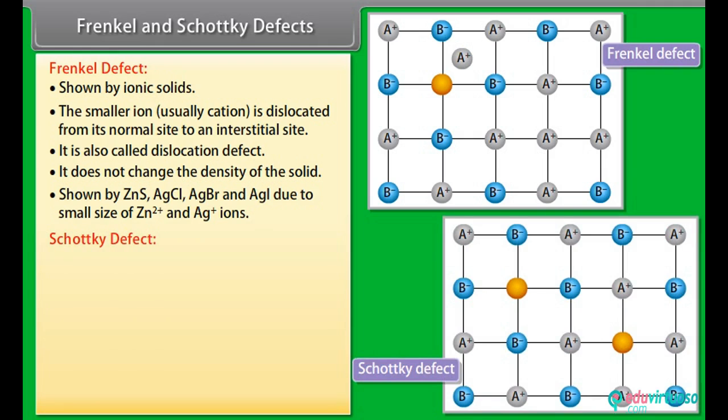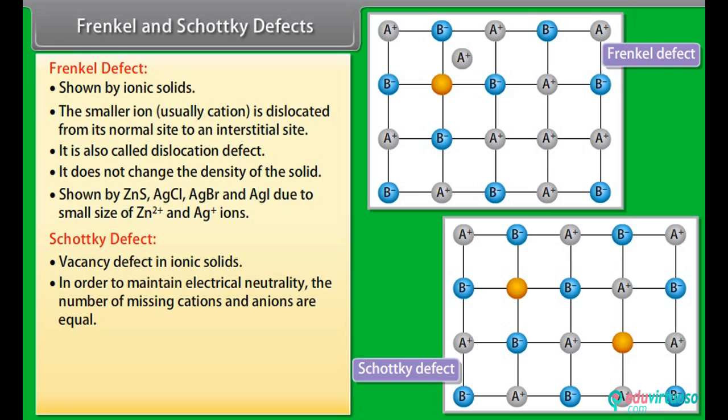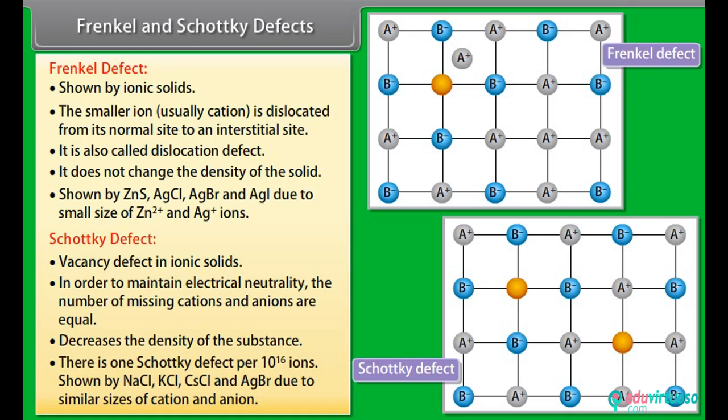Schottky defect. Vacancy defect in ionic solids. In order to maintain electrical neutrality, the number of missing cations and anions are equal. Decreases the density of the substance. There is one Schottky defect per 10¹⁶ ions. Shown by NaCl, KCl, CsCl, and AgBr due to similar sizes of cation and anion.